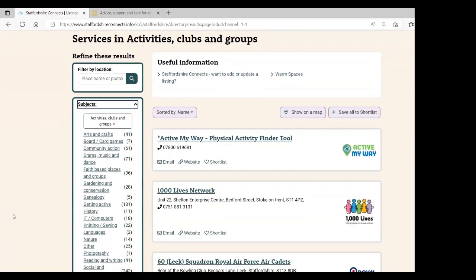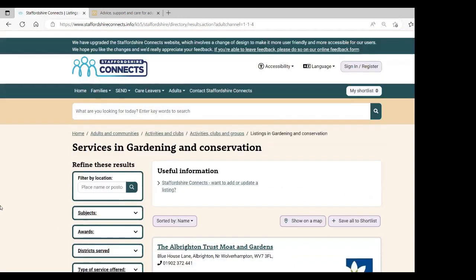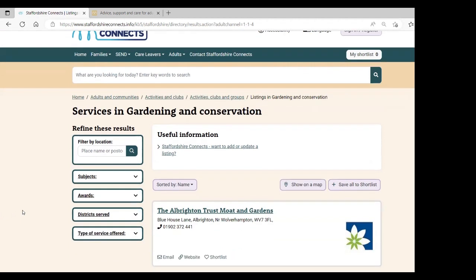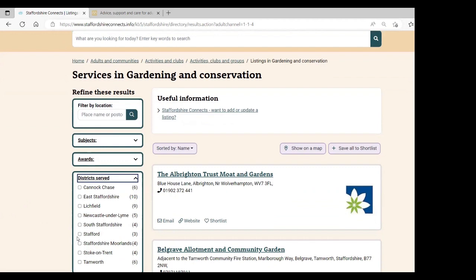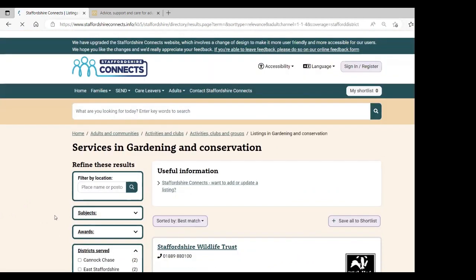Someone who would be interested in photography. I know there's only one of those. Let's go for gardening and conservation. So someone's told you they're interested in gardening and conservation. There it was, I think it said 28, but then we can break it down by the area. So I'm going to go for Stafford.